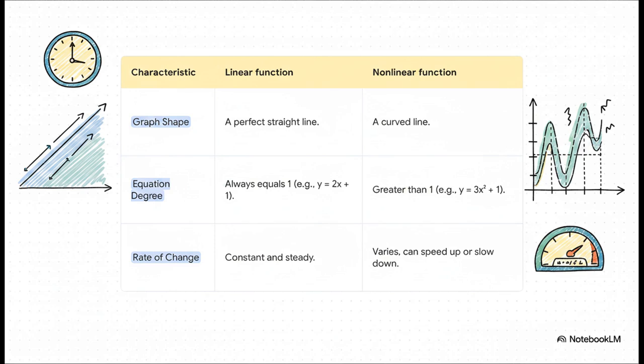Okay, this table breaks it down perfectly. A linear function, it's like a car on cruise control, just a steady, constant speed that makes a perfect straight line on a graph. A nonlinear function is more like a roller coaster. Its speed and direction are all over the place. That constant, steady change you see with a linear function, that's our secret weapon for making predictions.